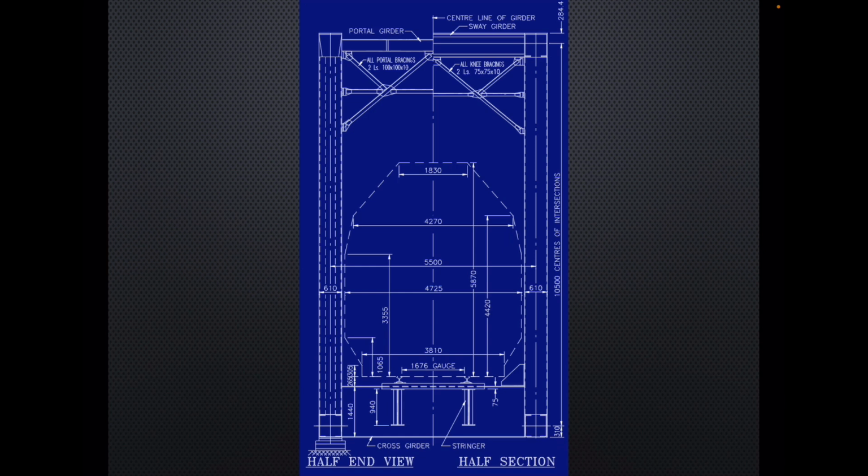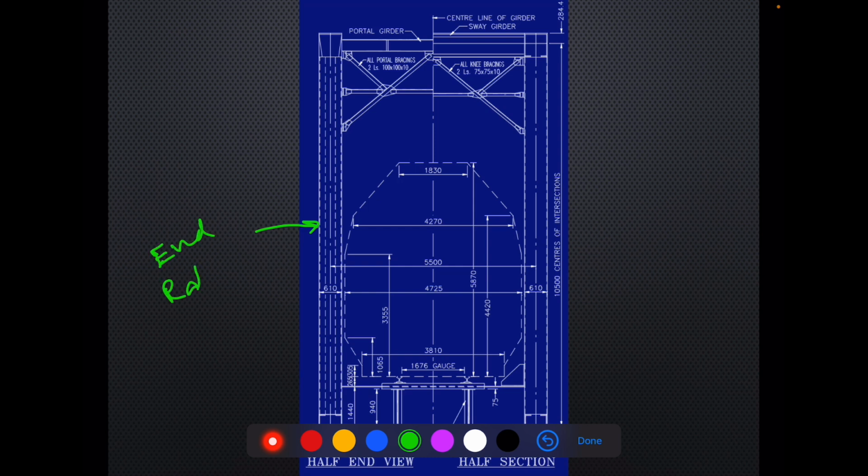If we see the half end view, what we will find is this is basically the end raker. Then this box kind of section is the top chord. Then we have this portal girder, and then we have portal bracings.